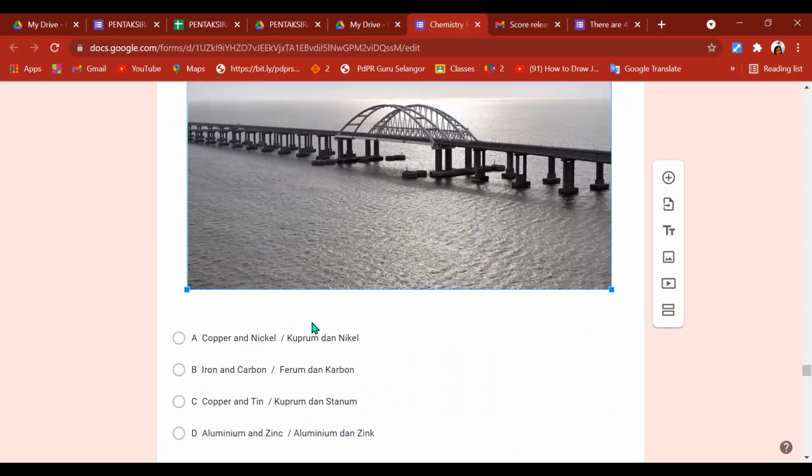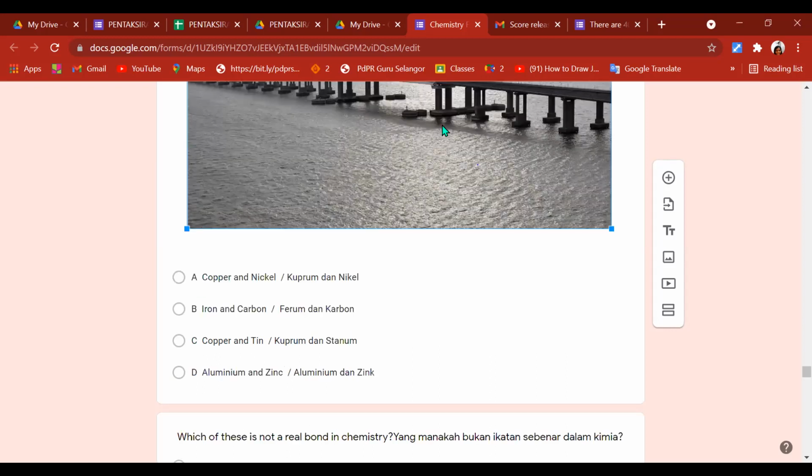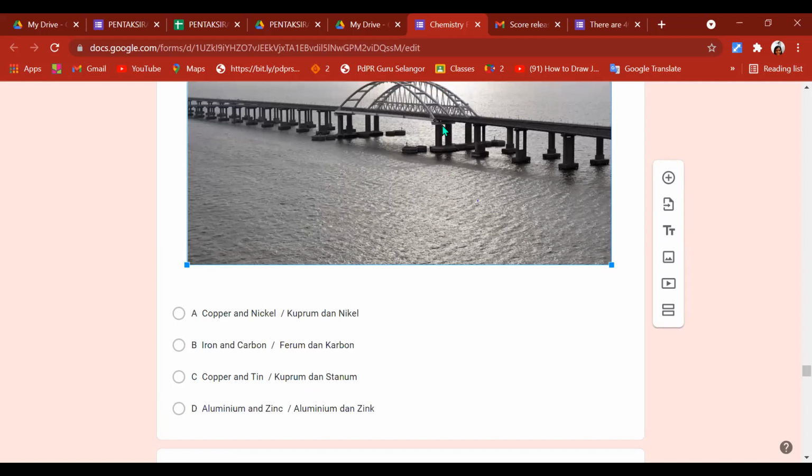Very good. It is iron and carbon. Whenever you build a bridge, you must have iron. Cannot be anything else. And then you have carbon as well. Now, copper and tin forms what? What is the alloy for copper and tin? You haven't memorized this yet. Bronze. Very good. Bronze. Copper and zinc?